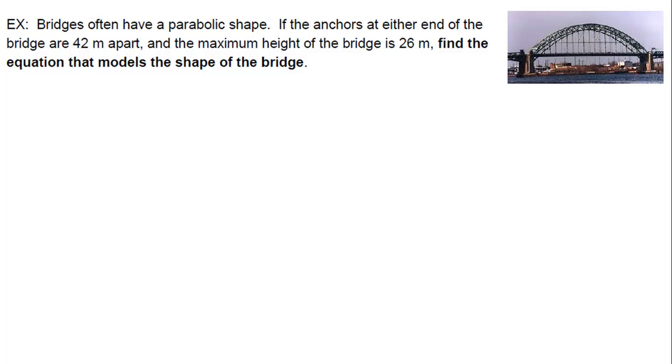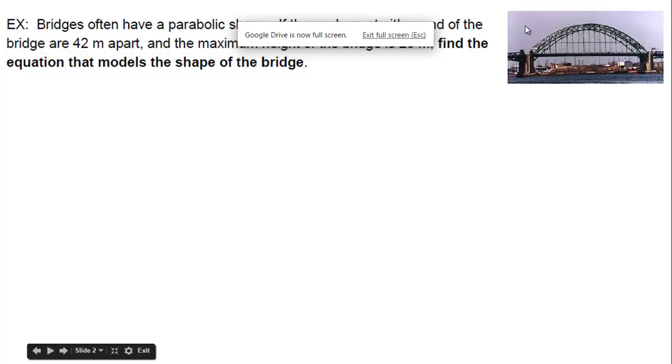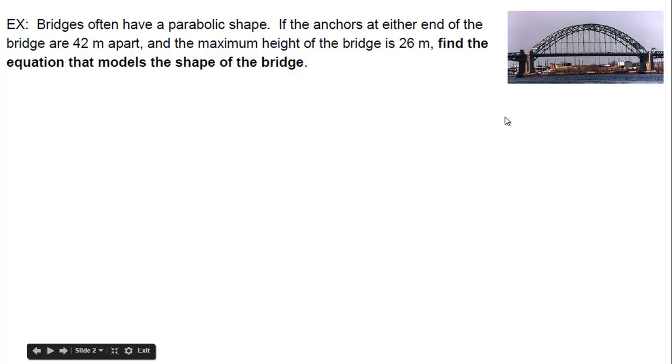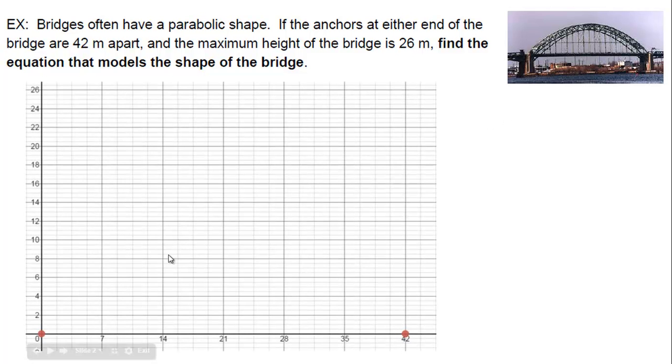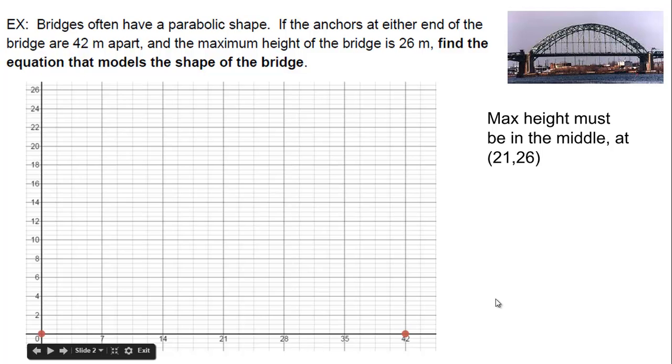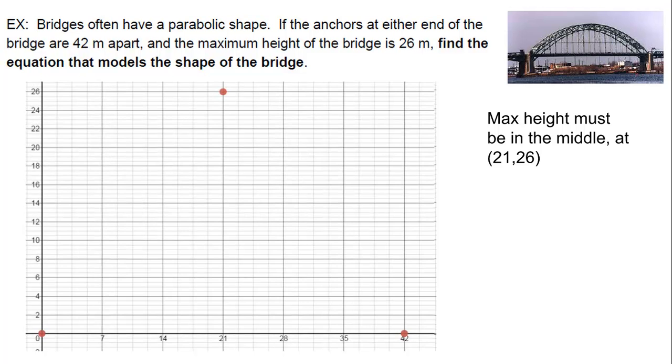There's 2 ways to graph this. You can either graph it so that the vertex is right in the middle on the y-intercept, or you can graph it so that the y-intercept is the smaller, or the first anchor. So the easier way to do it is to actually draw it so that x represents the distance from one anchor to the next. And so we're going to have 2 zeros at 0 and 42. And then we know that the maximum height must be in the middle at (21, 26).